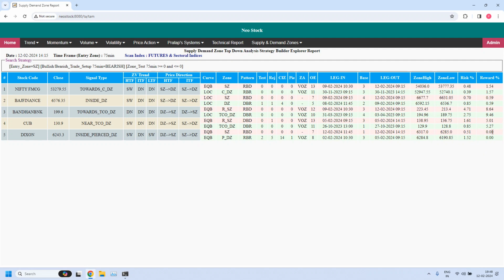Dixon, there is no reward at all. The reason is that both these zones are overlapped. The demand and supply zones are overlapped with each other, so you get a reward of 0%. That means there is no reward at all. So based on that, you can filter from this list. I'm not adding any further filters.